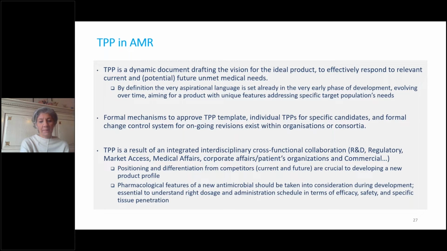From a pharma company, from an industry perspective, we used to discuss the main features that we would like to have to achieve success in responding to an unmet need. And so we are used to working in a cross-functional way, involving different expertise and of course also external stakeholders. First of all, patients' organizations and experts in the field. So this is a very complex process to define the main characteristics of our product.